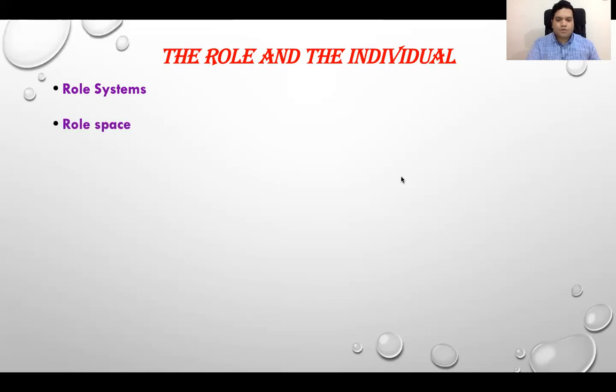What is a role system? An organization is considered a role system in which the individual is part of a role system comprising a role space and a role set. A role is a useful concept in understanding the integration of an individual within the social system and in planning organizational effectiveness. Role space. The concept of role is central to the organization. When you work in an organization, they give you a certain role to play in that.